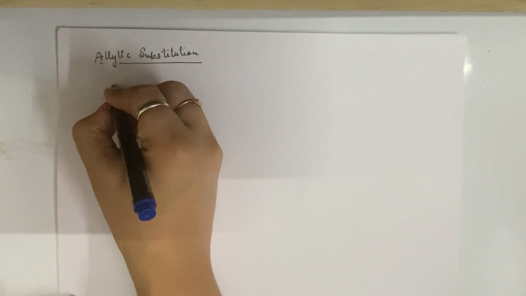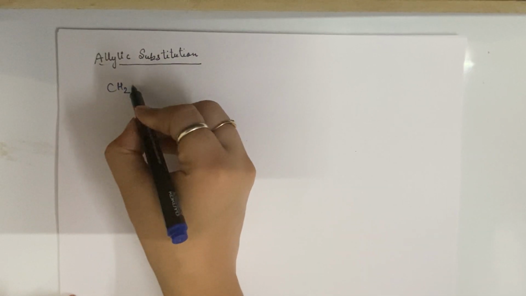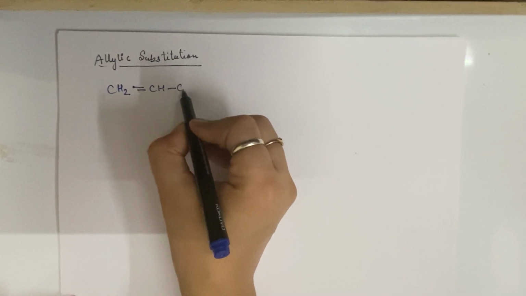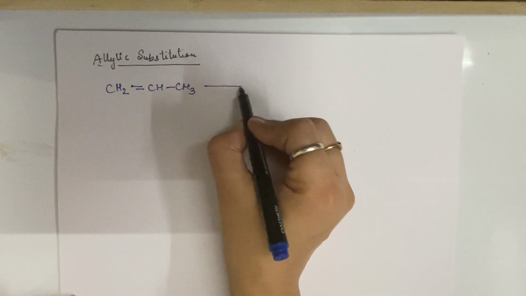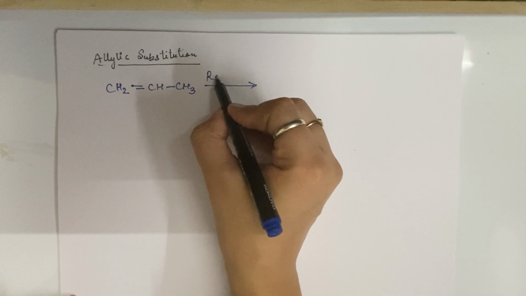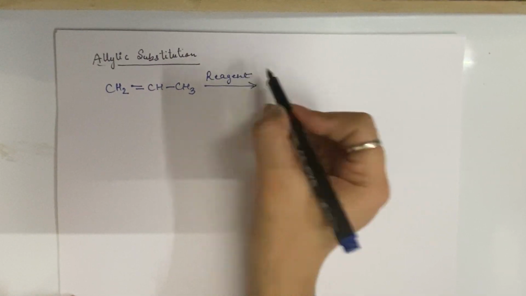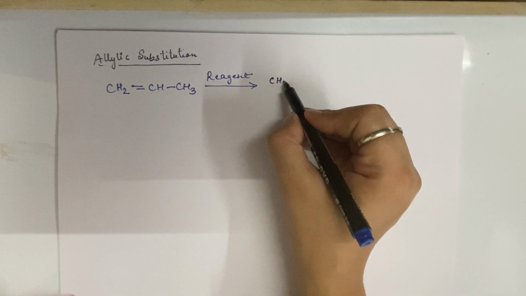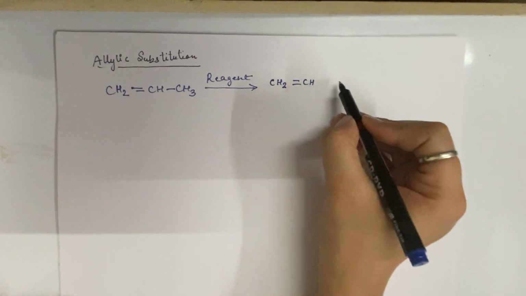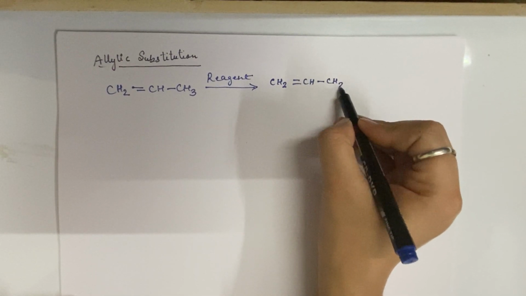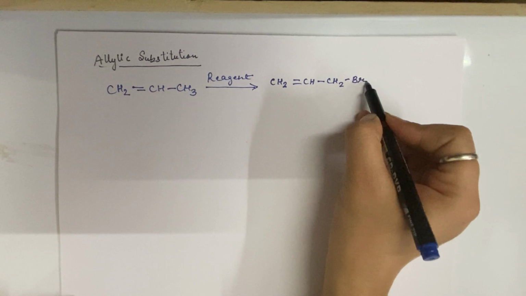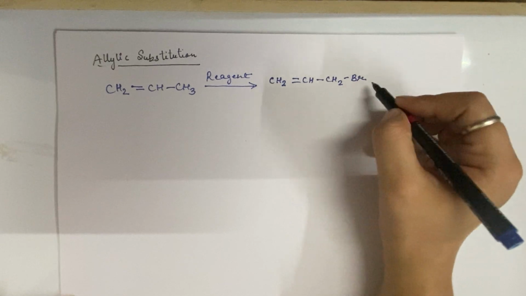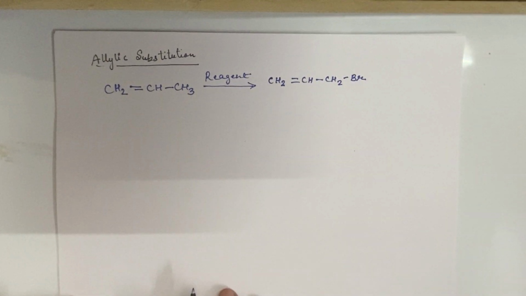CH2, then you have a single bond, double bond, CH and CH3. This is your compound. In this you can take reagents. What reagents you can take, I will tell you. Your answer will be that CH2 will remain CH2 only, the double bond will remain a double bond only, and the halogen will attack at the allylic carbon. Okay, so this will be your compound. Here instead of bromine you can write X also.